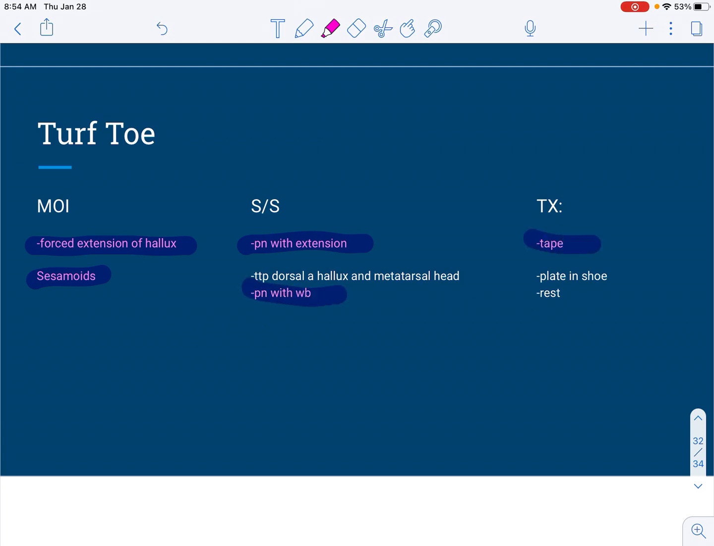There's a tape job you could do for it. And also, if it lingers, you could put a plate in the shoe to give your big toe some more stability. All right, so that's what we got for now.